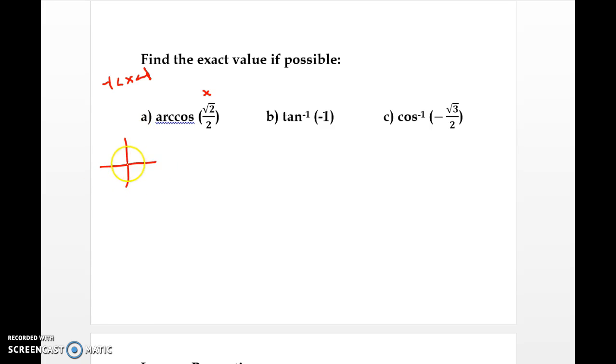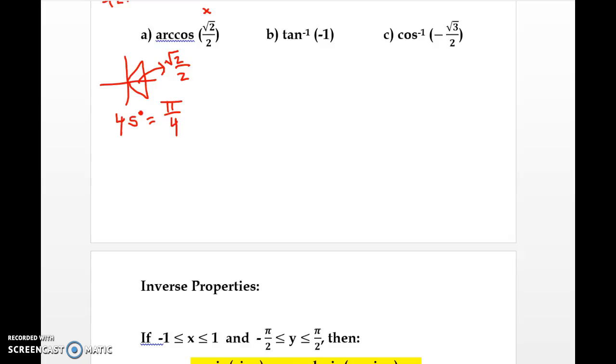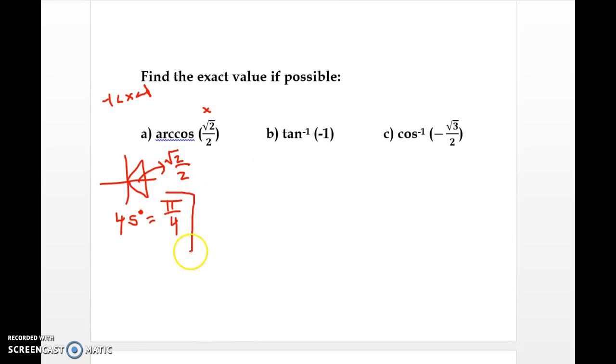Cosine is positive in quadrants 1 and 4. And across √2/2 would be your x value. I drew a really small triangle, so I'm just going to draw a little arrow. And that's a 45-degree angle. And 45 degrees in radians is pi/4. We can double check that. Is pi/4 in between our range of 0 to pi? Yes, it is. So this is our answer, pi/4.